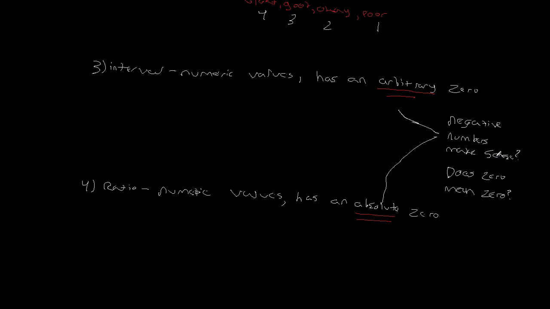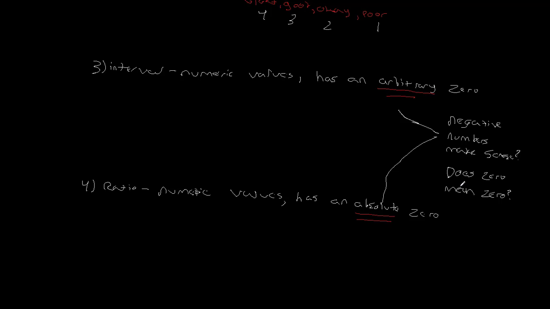Well, hopefully you come back with the answer of course negative numbers make sense, right? In the winter, at least in the northern hemisphere in New York, we reach temperatures that are below zero, which would be a negative number, and that's not uncommon. It makes sense to have a negative number. And then does 0 mean 0?